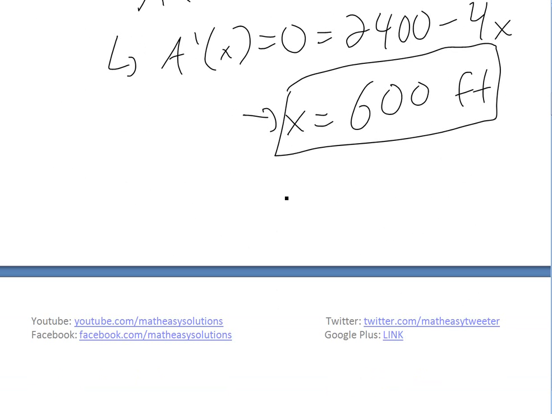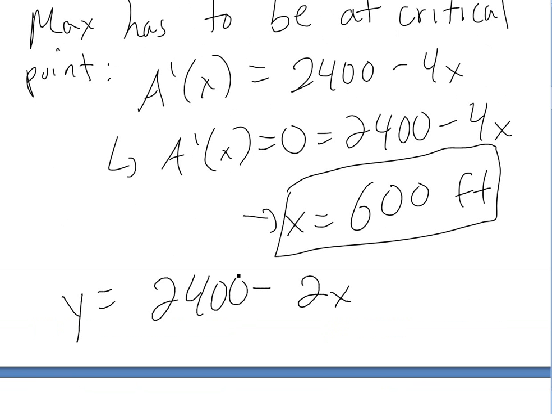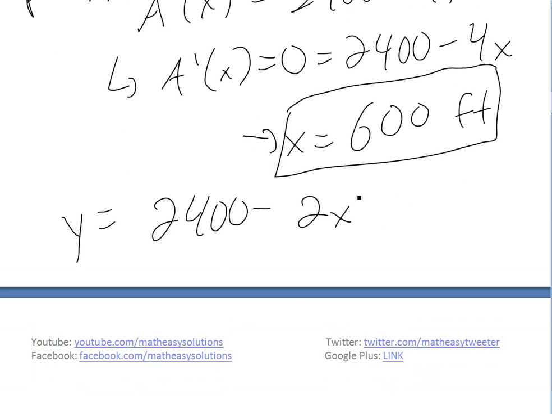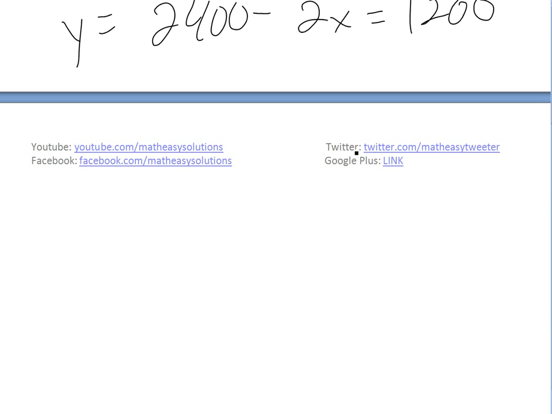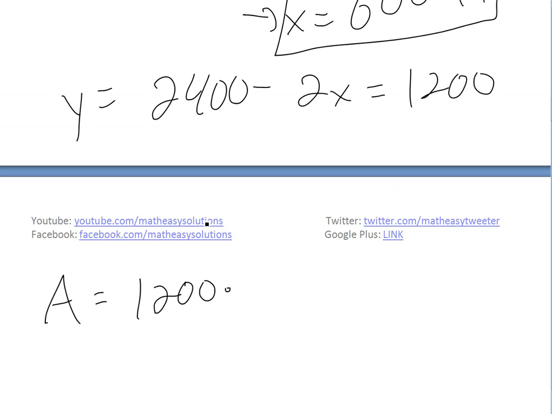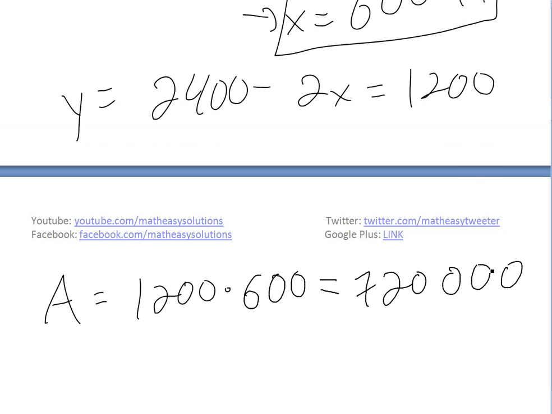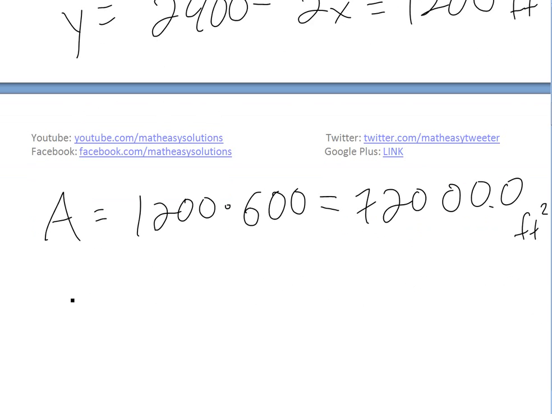We need to solve for Y first. We plug X into the equation for Y, and we get 1,200. Then the area is A equals 1,200 times 600, which equals 720,000 feet squared. This is our max.